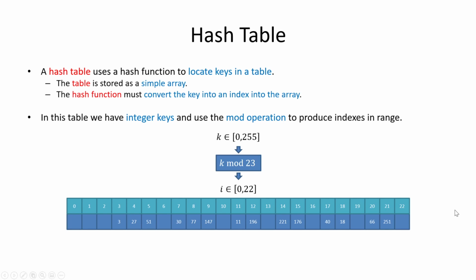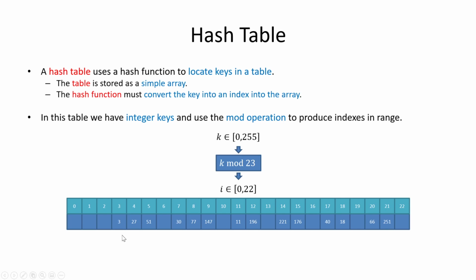That's how many spots there are here. And every value in this range will be mapped to one value in this range. Okay, and we could probably go through here and do a quick verification for all these numbers that I've stored in here. I've done mod 23 on them to find where they belong.